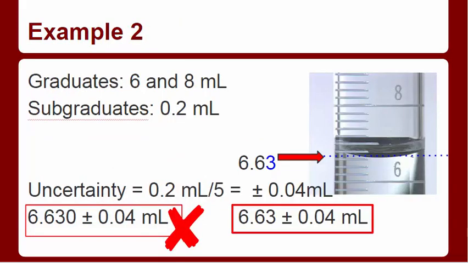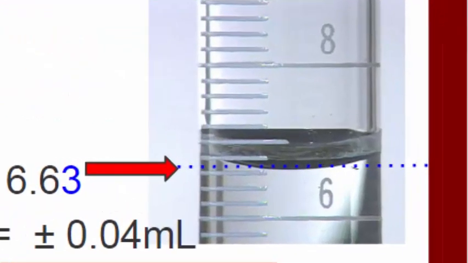Here we have a picture of a graduated cylinder. We see that the graduations are 6 and 8 milliliters. And in this case, our subgraduations are intervals of 0.2 milliliters. So when we're reading this, you see we have here a dashed line. It's about 6.6, but the bottom is actually above the subgraduation. So we estimated it was 6.63. Now this last digit is uncertain. That's why we need our plus minus, right?